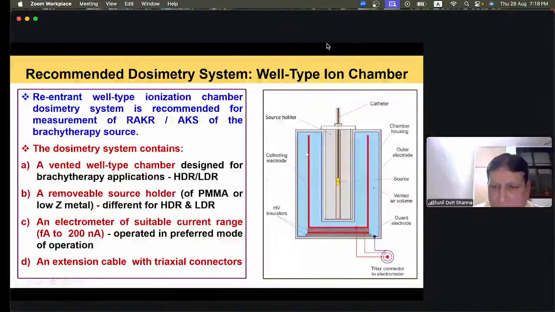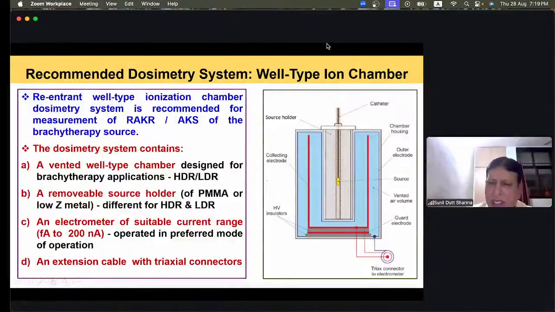This is the schematic drawing which I have taken from the report itself. Now you can see here this is the chamber housing. This is the outer electrode. This is the source which is positioned inside a tissue equivalent jig. Then there is a vented air volume. Then there is a guard ring. Then high voltage supply, and then high voltage insulators are there.